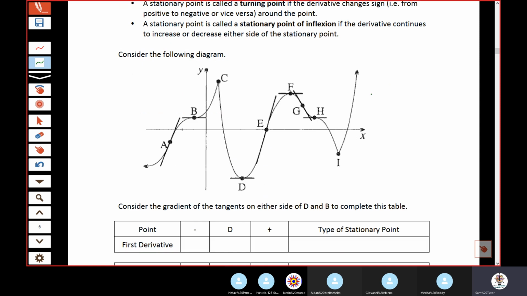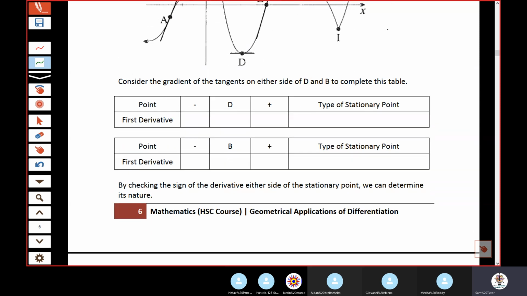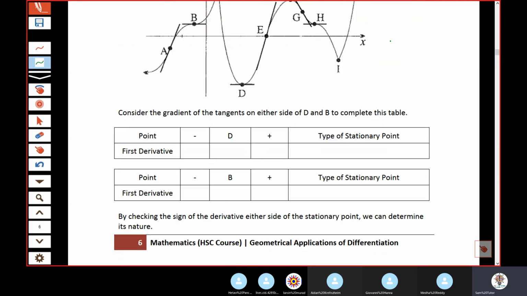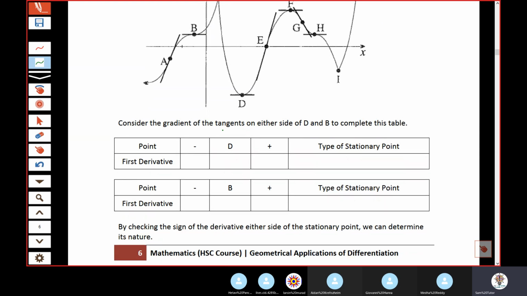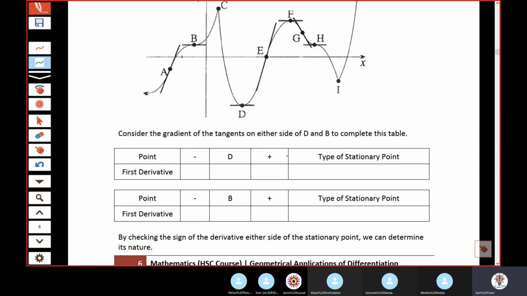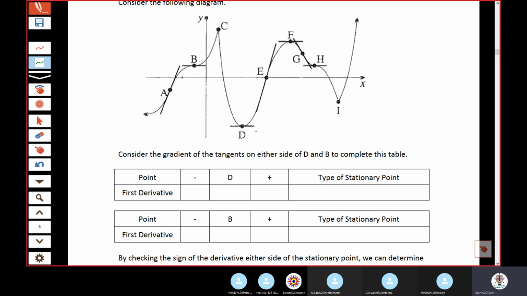So, again, I think I'm going to leave this bit because I think it's just a bit easier. Oh, that's right, I might do it with you guys. Consider the gradient of the tangents on either side of D and B to complete this table. Okay, on D, just by looking at it firstly, what kind of turning point is that? Is that a minimum turning point or a maximum turning point? That's a minimum, right?